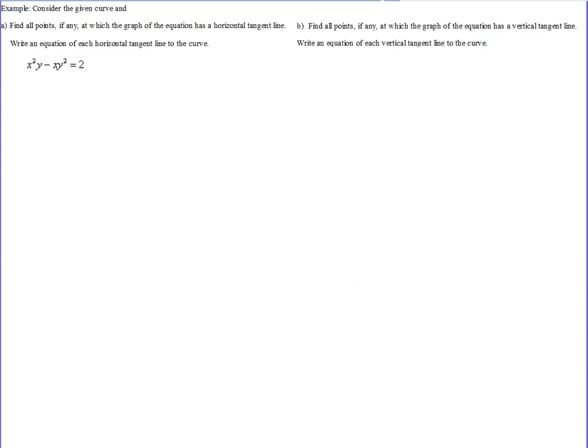All right, let's take a look at another one now. This one says, consider the given curve right here. And first we're asked to find all points, if any, at which the graph of the equation has a horizontal tangent line. So a horizontal tangent line, that means the derivative is equal to 0. And then write an equation for each horizontal tangent line.